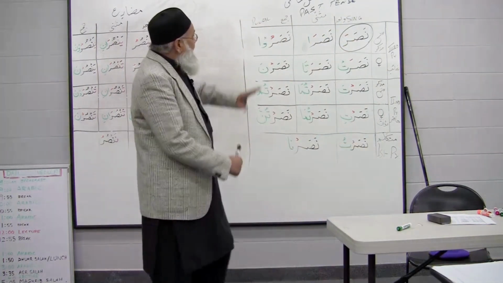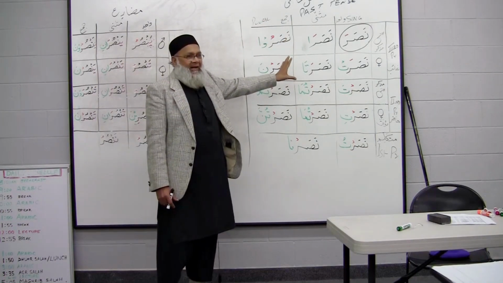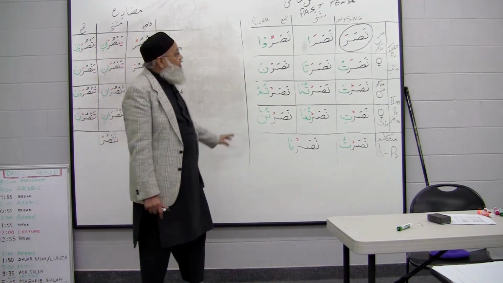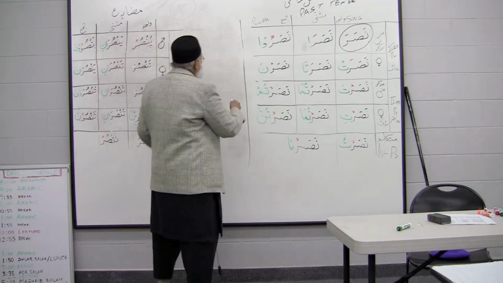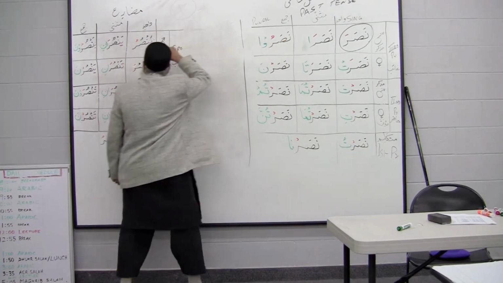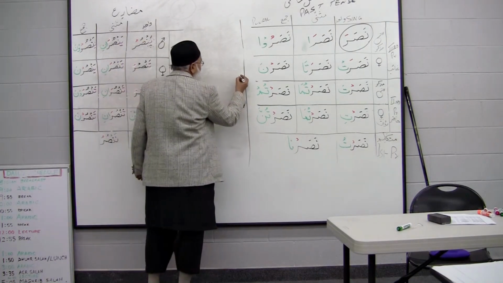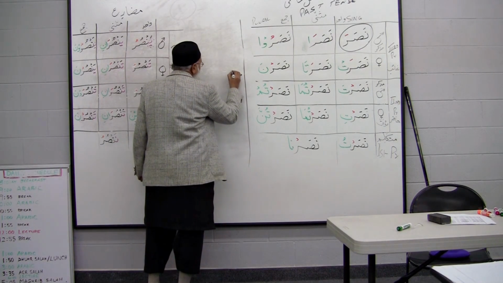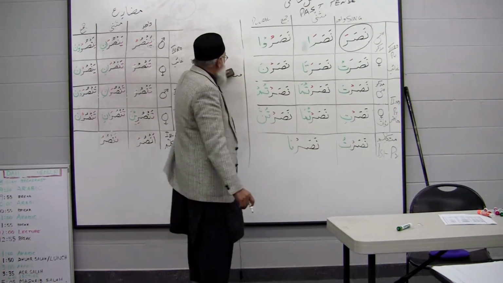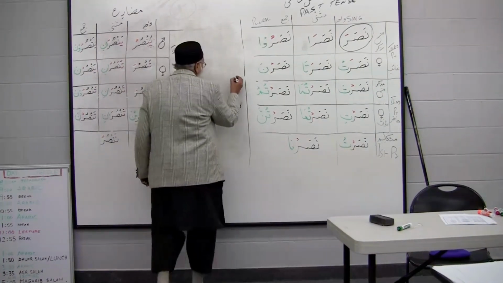As far as the chart is concerned, these are unbroken rules, I said, Madi. But one thing is, we have nasara yansuru, but on the other side we have qatala yaqtulu, what is ja'ala yaj'alu.